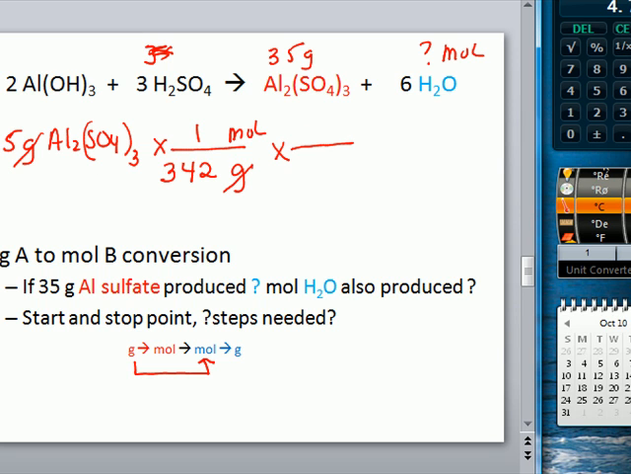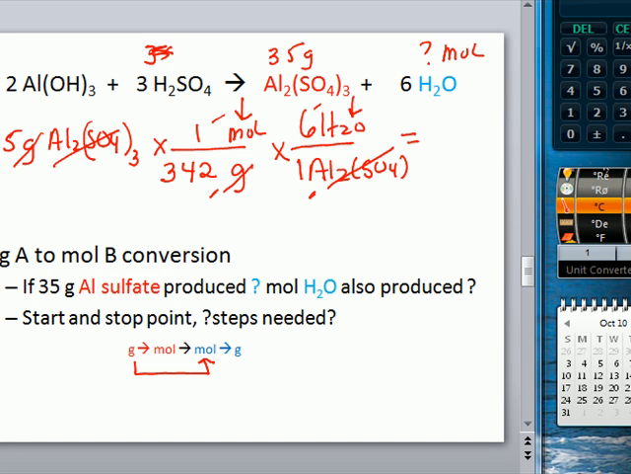I've gotten rid of my grams. Now I'm going to get rid of my aluminum sulfate and turn it into water. And this is a 6:1 ratio. And now I'm going to stop, because what I have left is moles of water. Again, if you look at your textbook, you will see that they will put in the label here and here, and they will put in moles here and here. And I have eliminated those just to make these a little bit shorter to do.